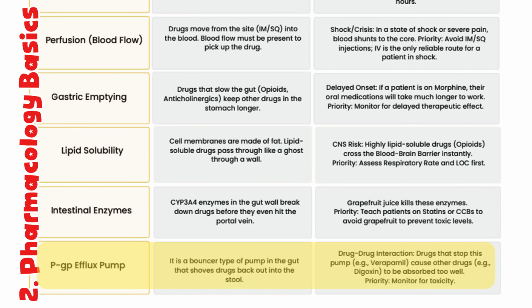Watch for one more absorption trap at the gut level: the P-glycoprotein efflux pump. Think of it as a bouncer in the intestinal wall that shoves certain drugs back out before they're ever absorbed. Verapamil disables that pump, and when it does, other drugs that rely on it, like digoxin, get absorbed far more completely than intended, pushing levels toward toxicity.